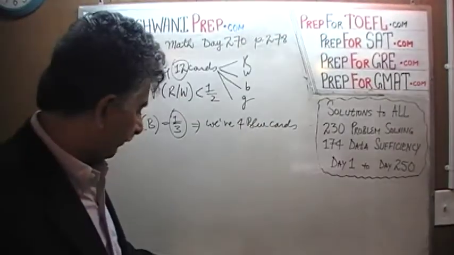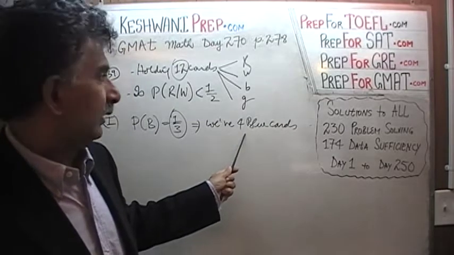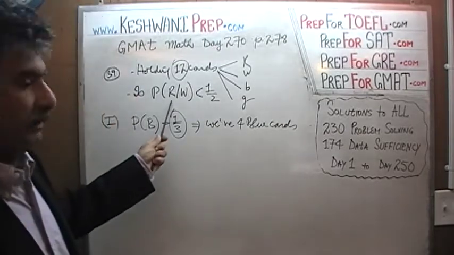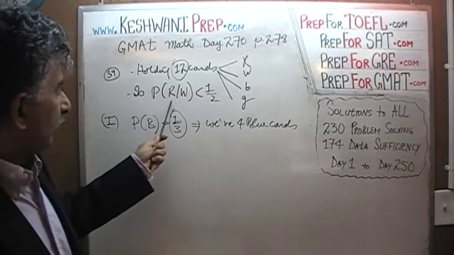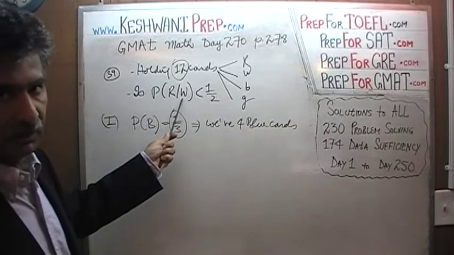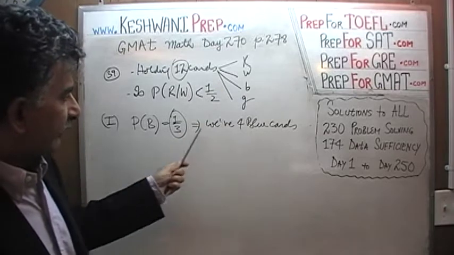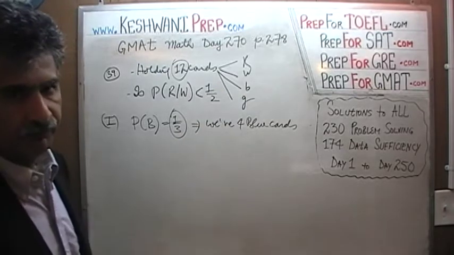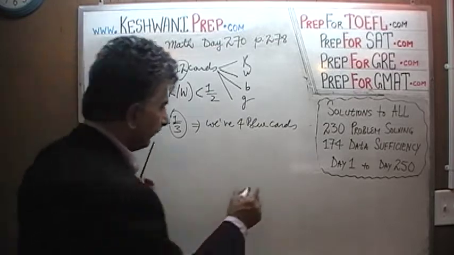All we can gather from that is that we must have 4 blue cards in our hand, but that does not answer the question that is being asked at all. The question here is, are the odds of picking either a red card or a white card less than 50%? All we gather from here is that we have 4 blue cards. This is not going to do the job. Statement number 1 does not get us anywhere.